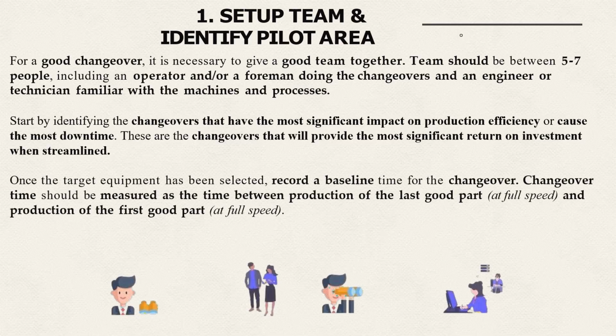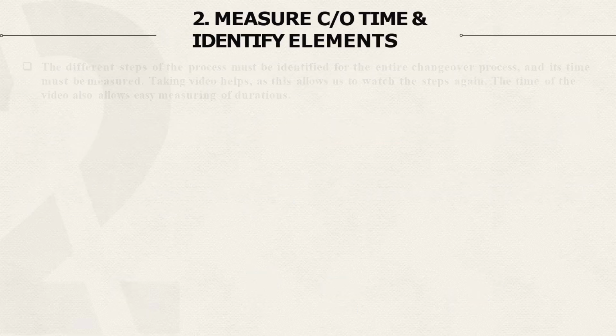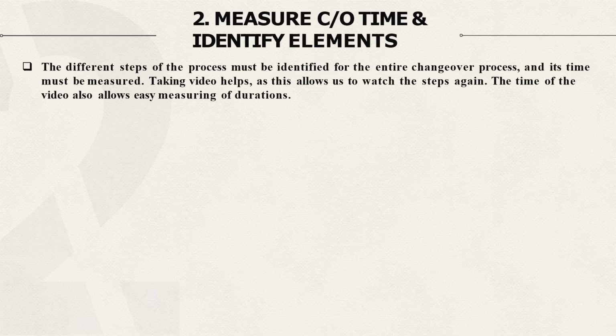Once the target equipment has been selected, record a baseline time for the changeover. Changeover time should be measured as the time between production of the last good part at full speed and production of the first good part at full speed. In the second step, the different steps of the process must be identified for the entire changeover process, and their time must be measured. Taking video helps, as this allows us to watch the steps again. The time of the video also allows easy measuring of durations.